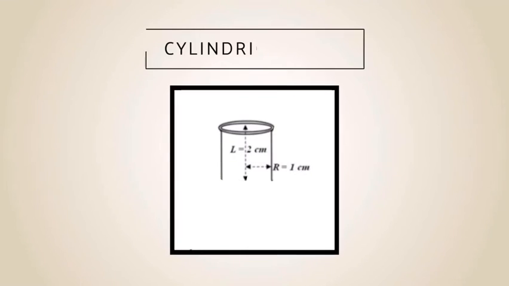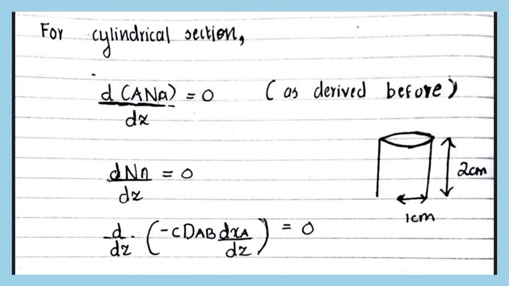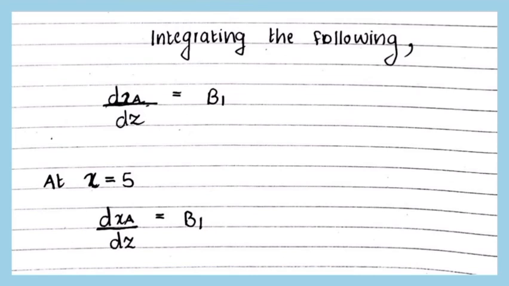Now let's consider the cylindrical part. The difference here from the conical part is that the cross-sectional area is constant. Now, d(A·NA) by dZ equals 0, and since A is a constant, we are removing it. Substituting NA, we get the equation, and now we have to integrate it. Integrating this, we get dX_A by dZ equals B1, which is a constant. Now at Z equals 5 cm, dX_A by dZ equals B1, and that will be our sixth equation.